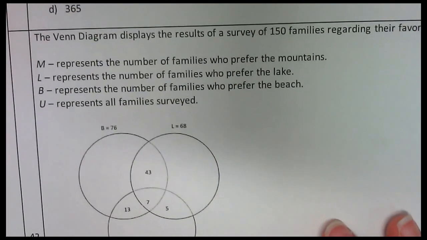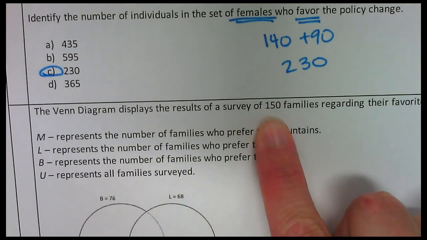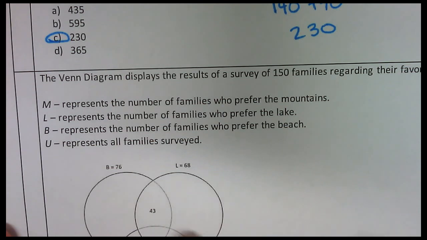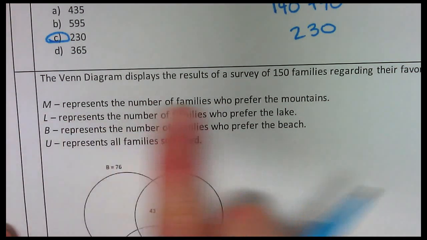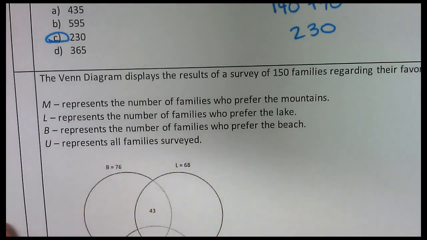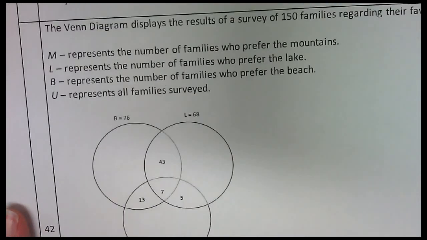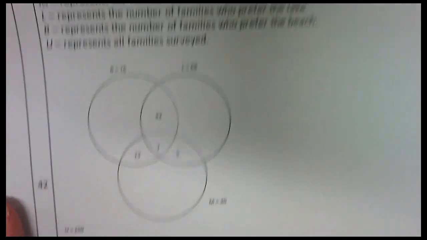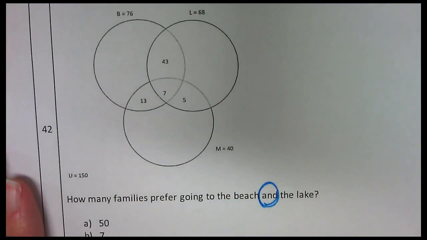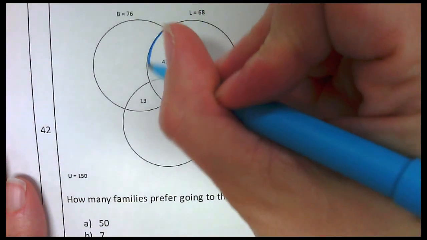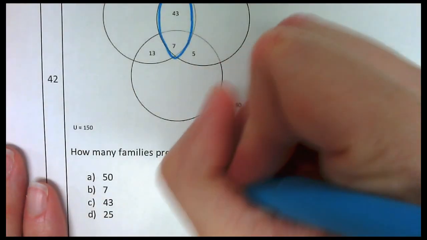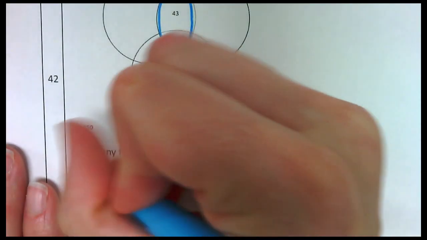The next one, we have a Venn diagram. It says there's 150 total families. M is for the families who prefer mountains, L for the lake, B for the beach, and U is all families surveyed. So how many families prefer going to the beach and the lake? This and means it has to be beach and lake where they overlap. So this section is where they overlap. So we're going to add the 43 and the 7 to make 50.